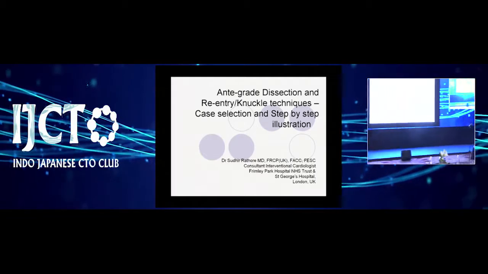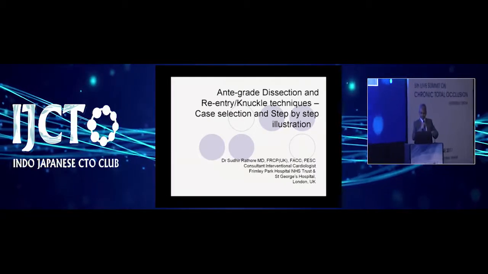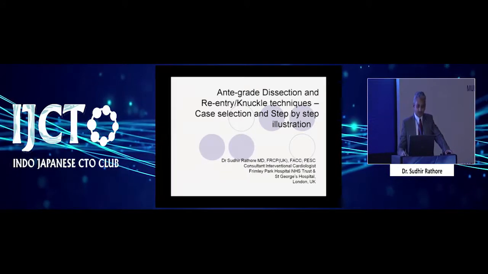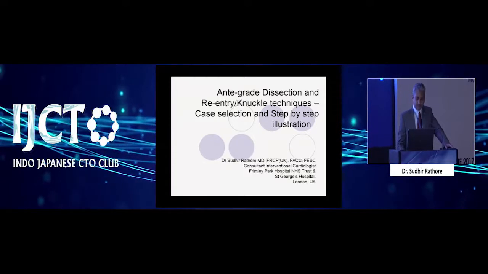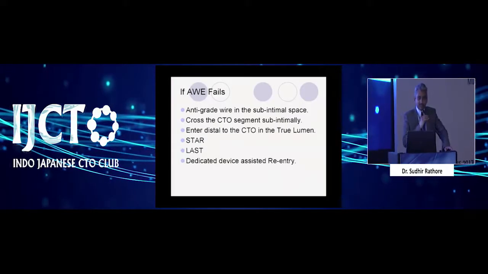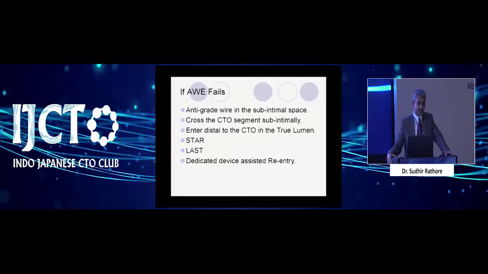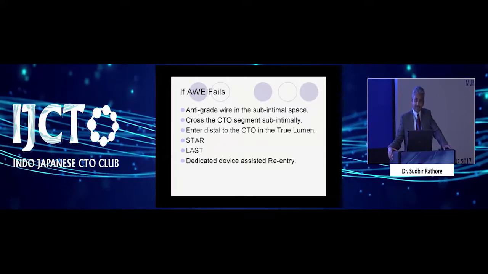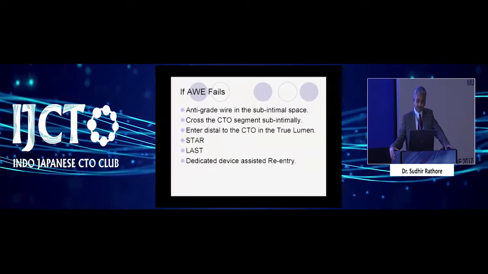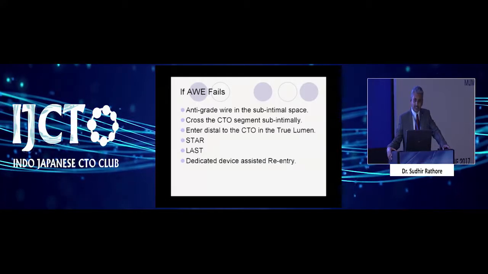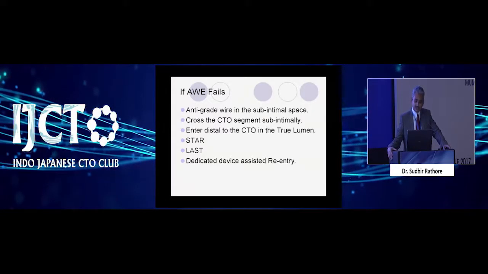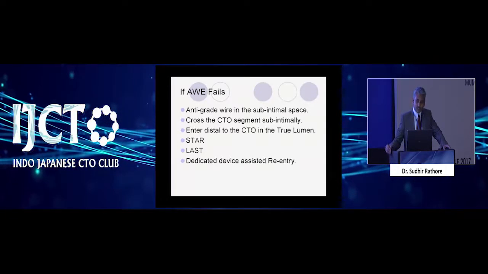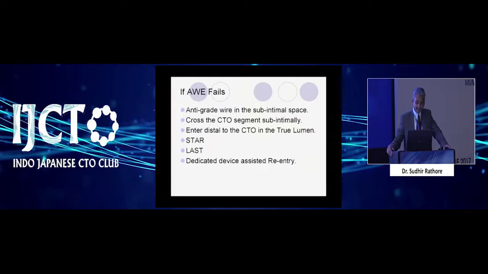Thank you. Now, obviously, this is a different concept. I've been requested to talk about antegrade dissection and re-entry and use of knuckle wire technique, step-by-step approach. Now, despite all that meticulous antegrade wiring, there will be some cases, about 10 to 15% of the cases, where the wire doesn't cross the true lumen antegradely after antegrade wire escalation, and the wire enters the subintimal space. So there are techniques available, when the wire goes into the subintimal space, to cross the CTO segment subintimally and then re-enter the true lumen distal to the CTO segment and complete the procedure.